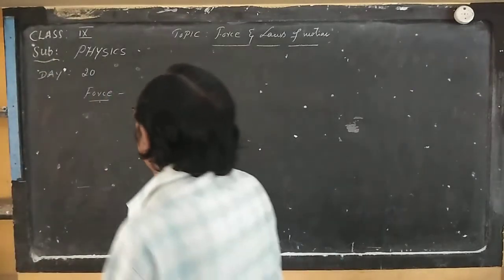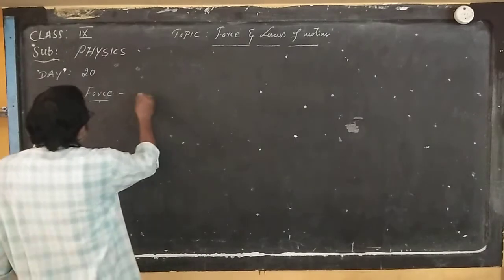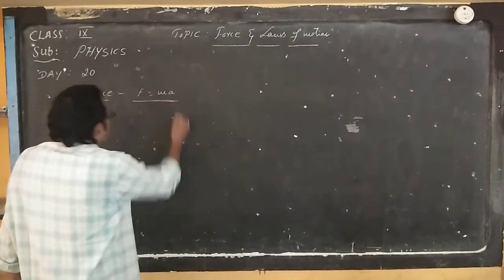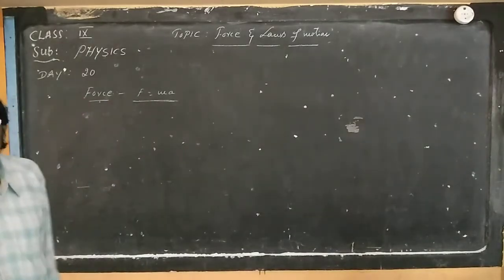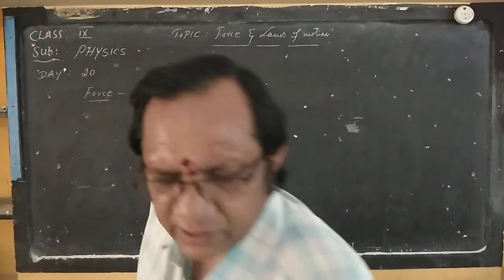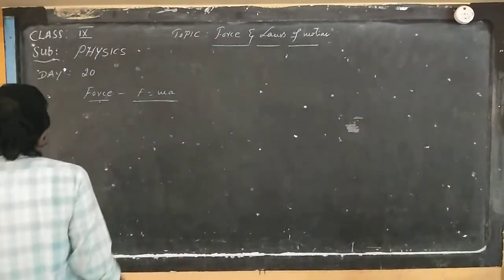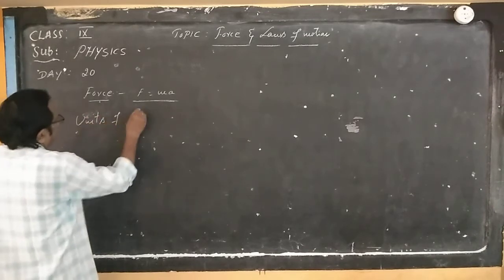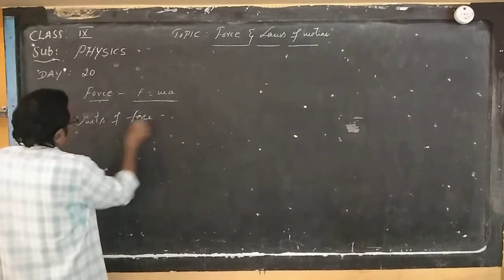Now according to Newton's second law, what is the given relation? It is very, very important. Newton's second law. So to remember, F is equal to ma. According to Newton's second law, F is equal to ma. According to that, go ahead and write the units of force. Units of force.